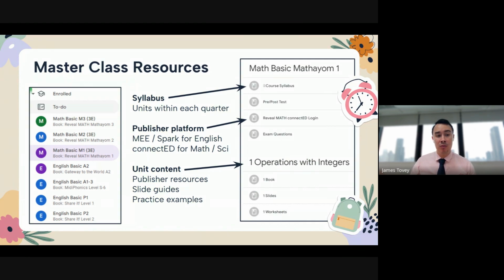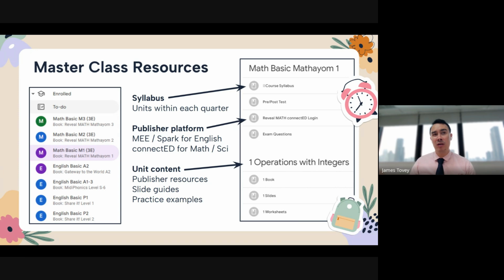You should already be enrolled into your masterclass. It's in our academic resources. You'll see that on your Google Classroom. You can look under Math Basic over here if you're doing M1 or M2 and so forth. You'll only have the masterclasses for the subjects and year levels that you teach. When you click into one of these, you'd see your syllabus typically right up the top. You may see some pre-test, post-test. You'll also see the publisher platform. This could be MEE or Spark for English, or Connect Ed for math or science.